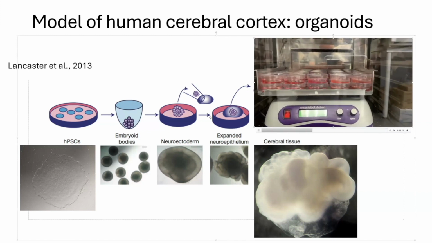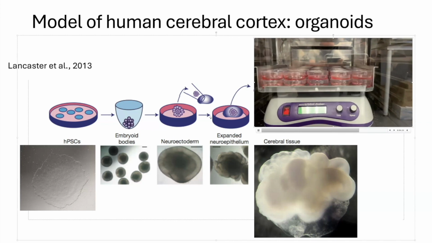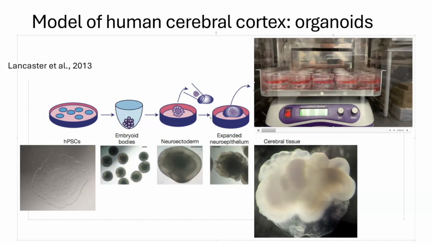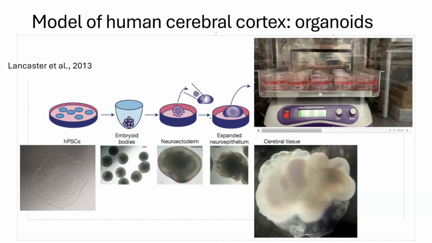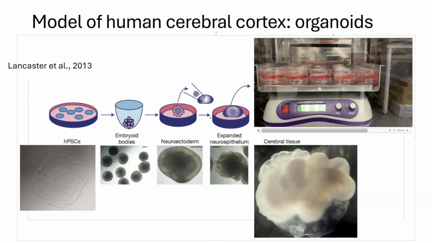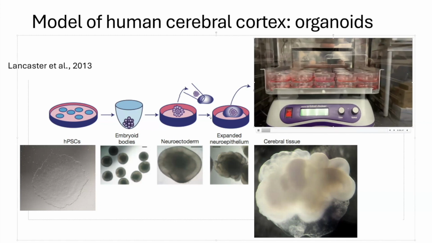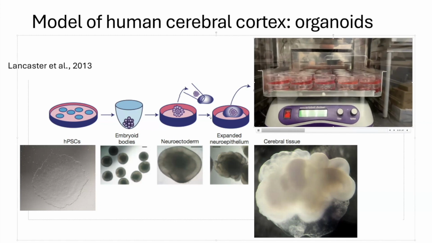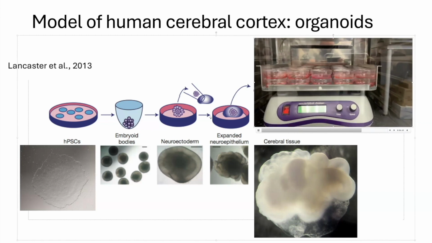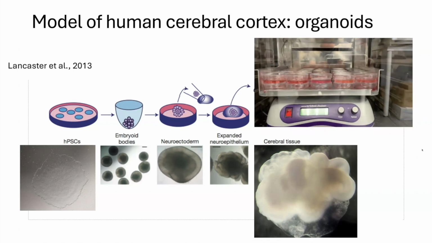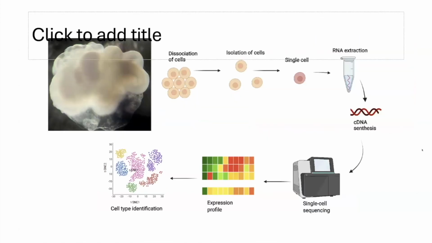And all these cells will continue to develop into what we call cerebral tissue. So this tissue will contain all the cell types that you would find in a human brain. And because it's a more accessible experimental system, we can go and look into these cells and what they are. So how do we do that? How do we look into what type of cells these organoids make? So we use something called single cell RNA sequencing.